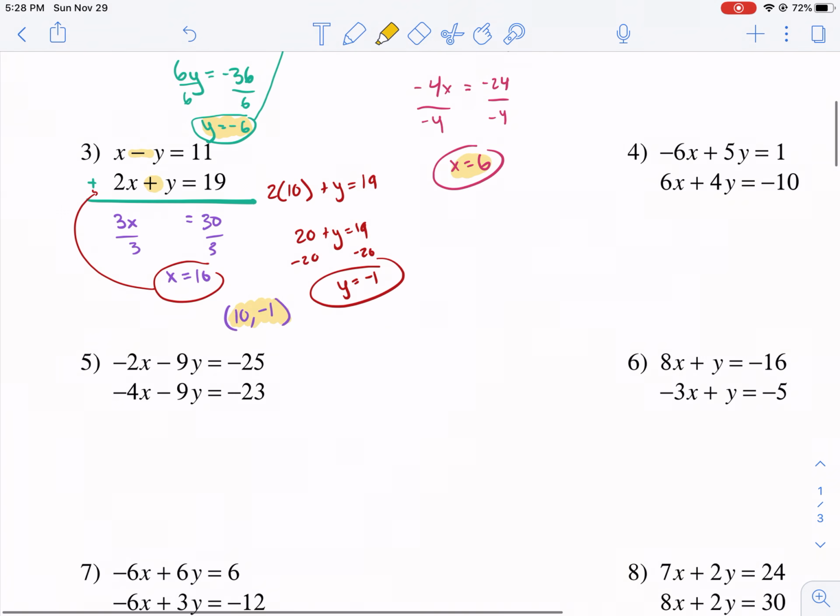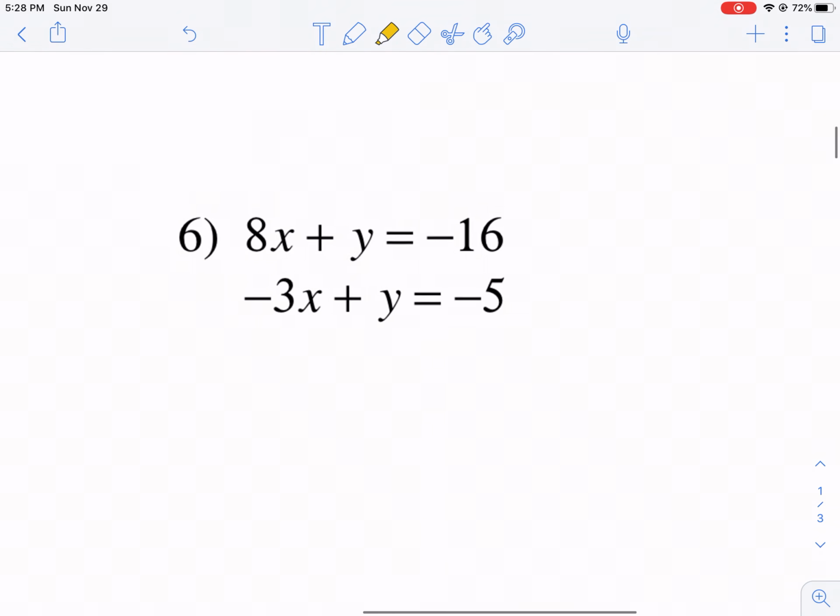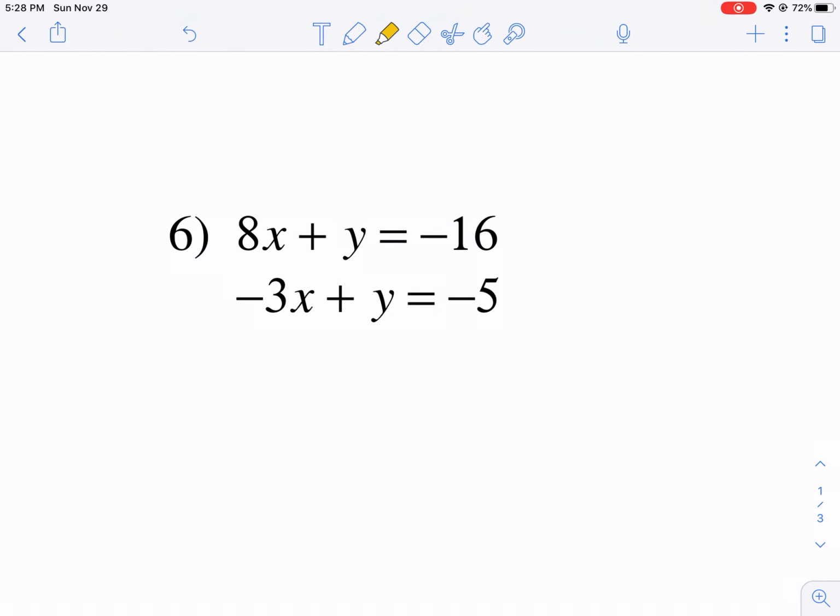Okay, let's find an example where we have to do some changes. Okay, number 6. Check this out. 8 and -3 are not opposites. Y is +1 coefficient, +1 coefficient in the bottom. So those aren't opposites. So what do we do? Do we give up? What do we do?